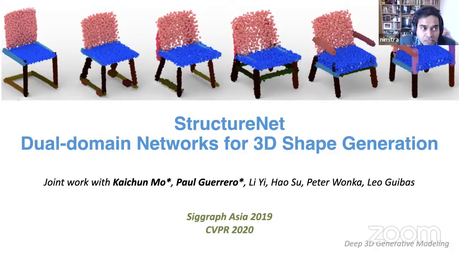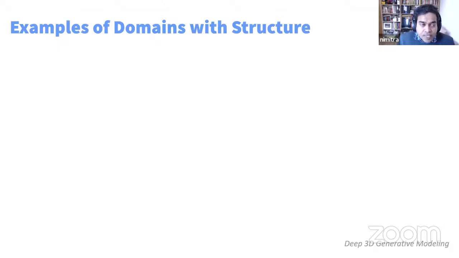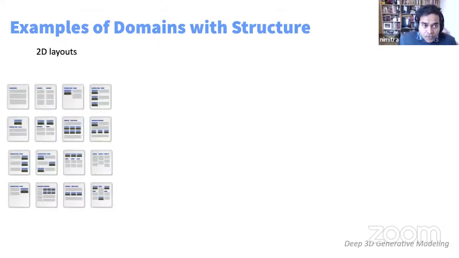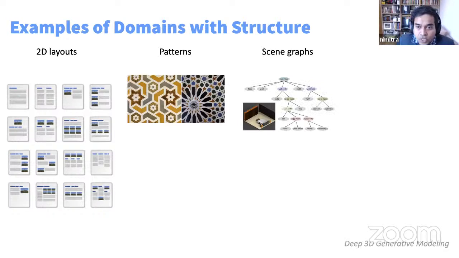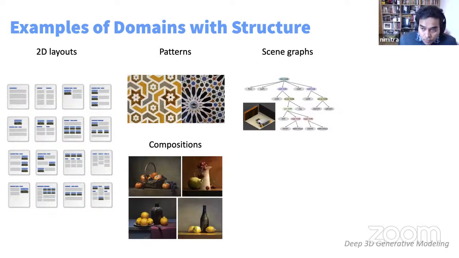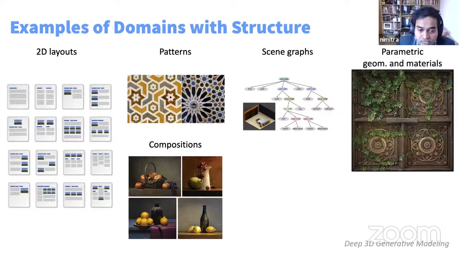In the teaser here, you see a chair with different parts, different number of legs, leg braces, etc. And this is what we call structure, which is the connectivity of the parts of an object. And this comes in many areas in graphics, if you call a layout, if you talk about patterns, if you talk about scene graphs where the nodes are individual objects, to compositions, to even substance like material properties, very high quality materials that gamers and production people use.